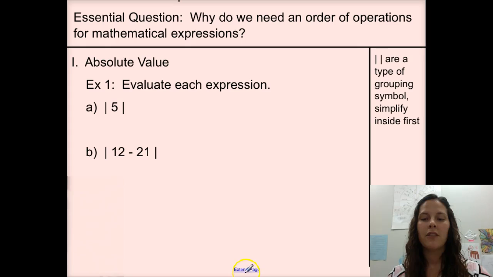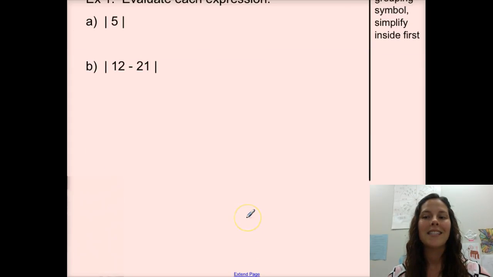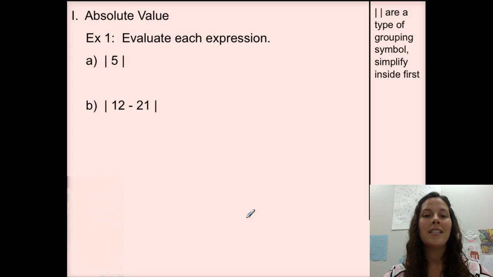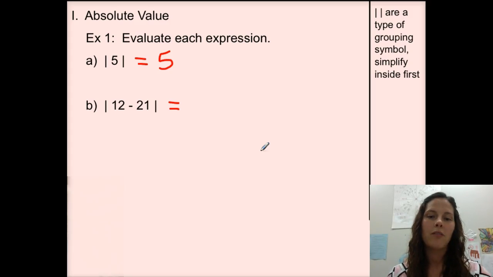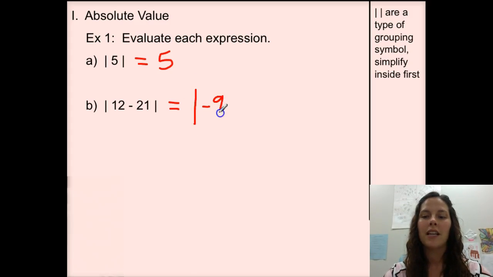First of all, our absolute value, again, thinking about it as distance. The distance of 5 from 0 is 5 units. Second one, you'll see my note off to the right. Absolute values are grouping symbols, so we do not take the absolute value of 12 and subtract the absolute value of 21. We perform the operation inside first. So we're going to simplify. 12 minus 21 is -9, and the distance, -9, is 9 units away from 0.